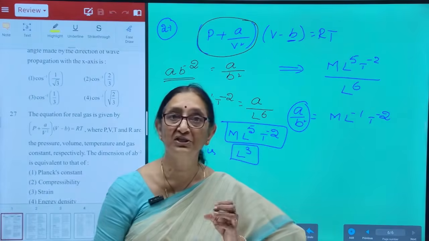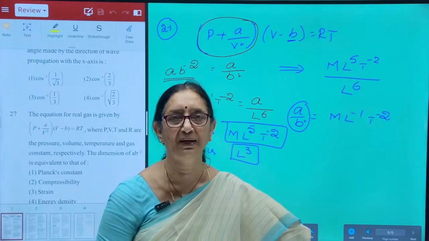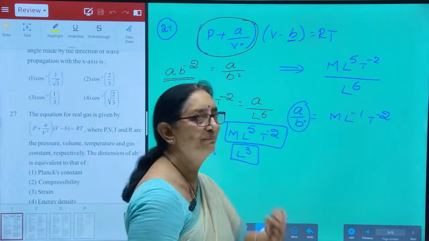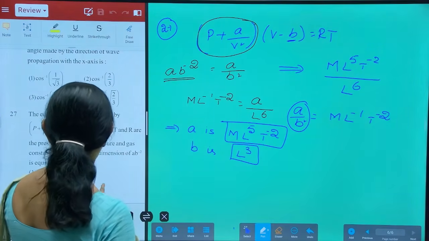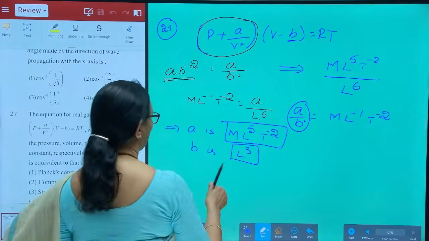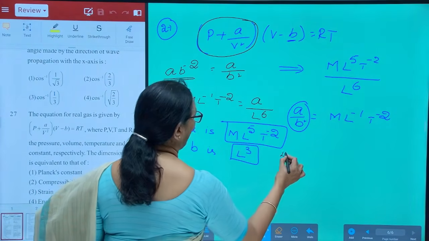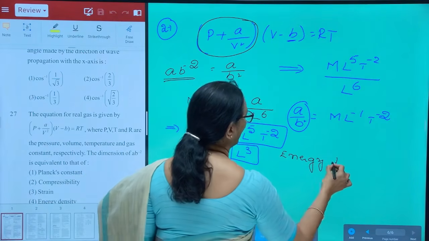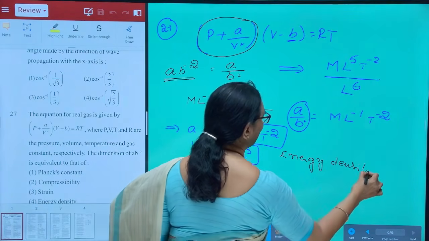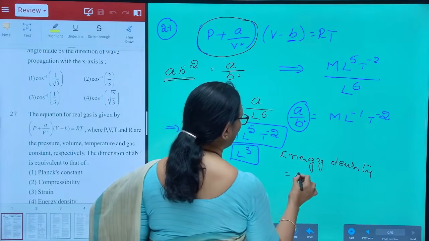So we have to check the given physical quantities with the same dimensional formula. If you read the options carefully, here, energy density. Let us see, energy density is the fourth option given. Energy density is energy per unit volume.